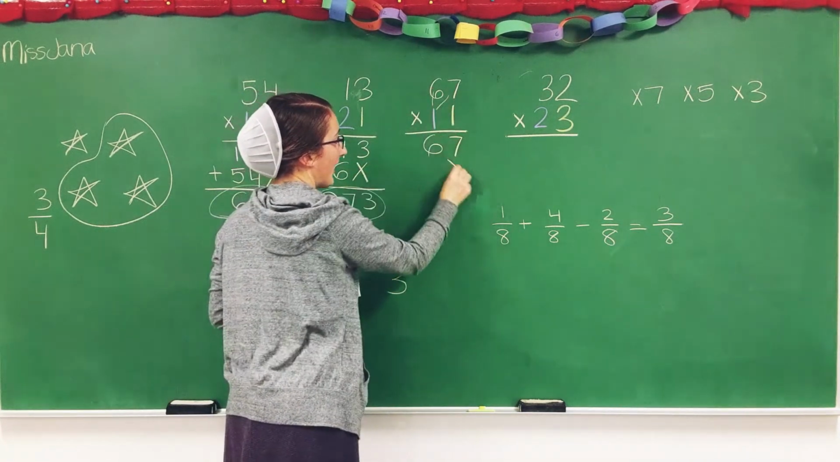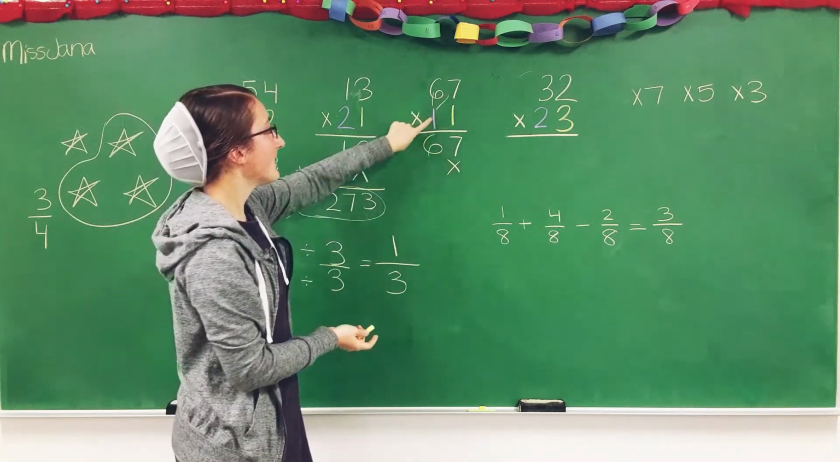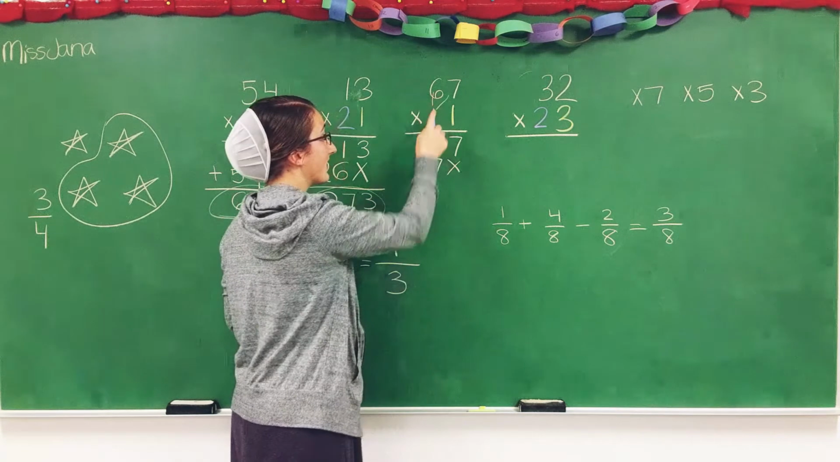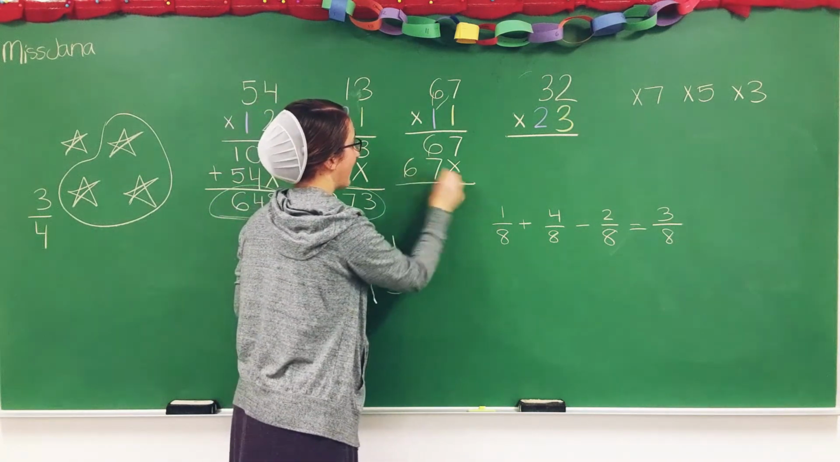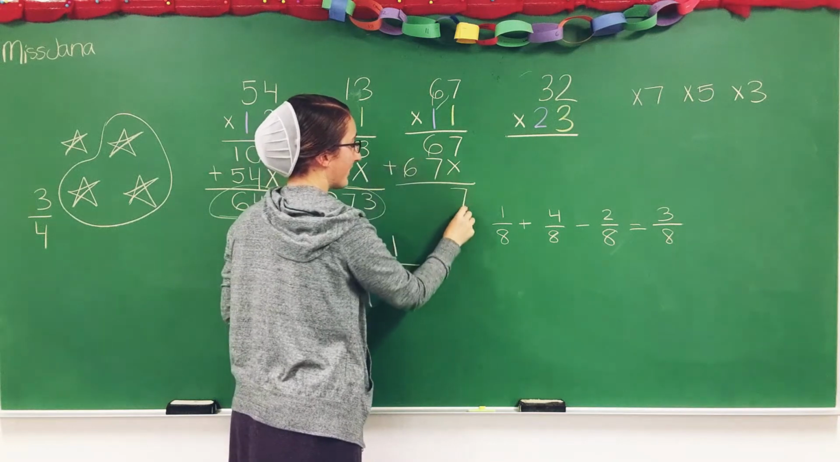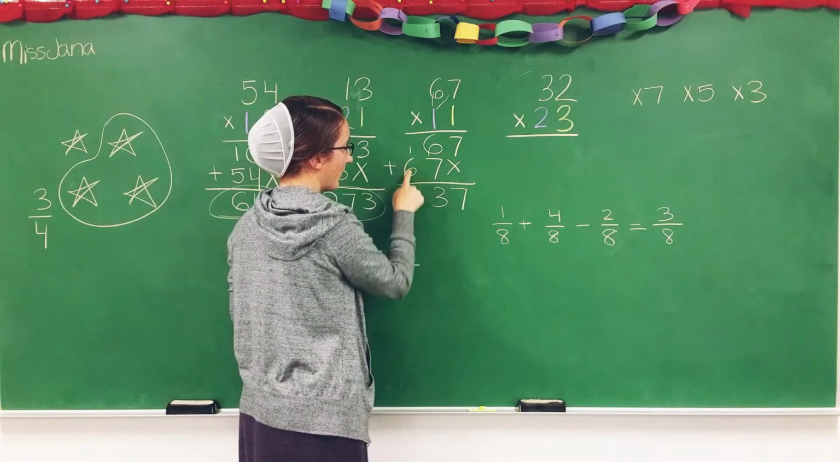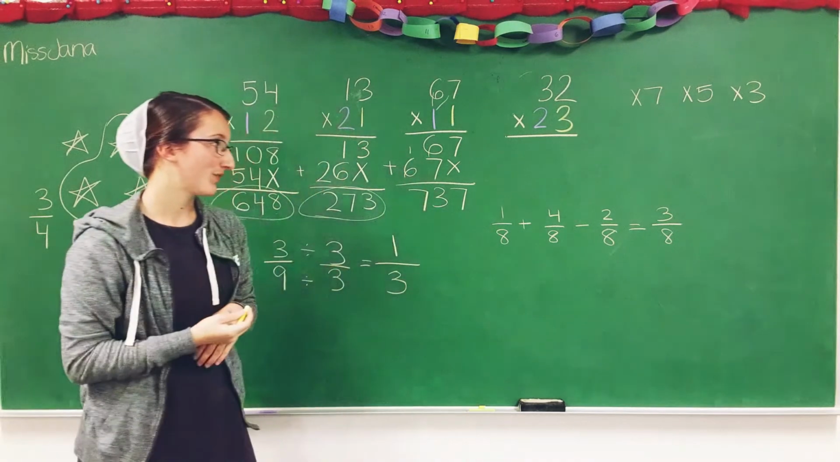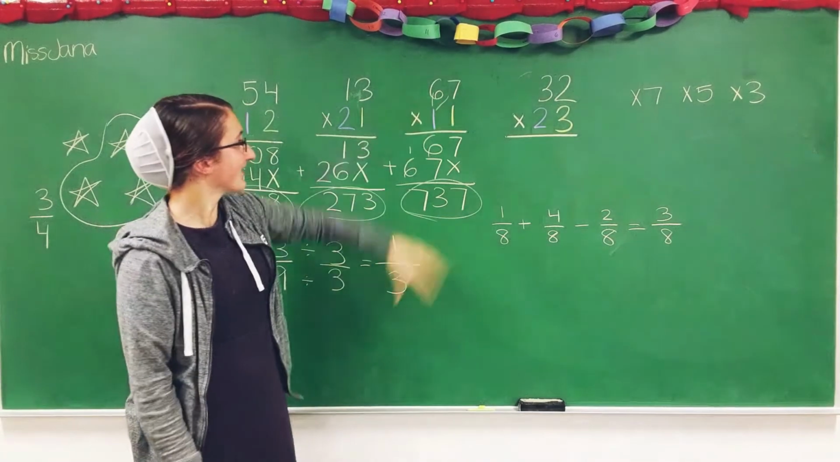So we're going to put an X down here, because we're not using the ones, we're using the tens. 7 times 1 is 7. 6 times 1 is 6. So let's add these together. Let's bring down 7. 6 plus 7 is 13. And carry the 1. 1 plus 6 is 7. And 737 is our big, massive multiplied answer.